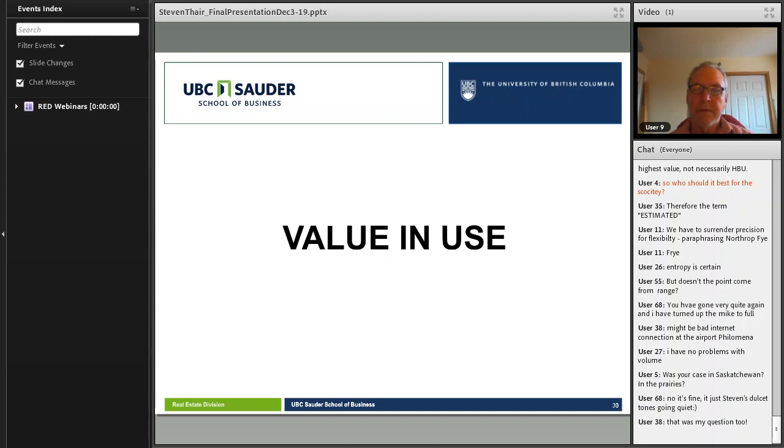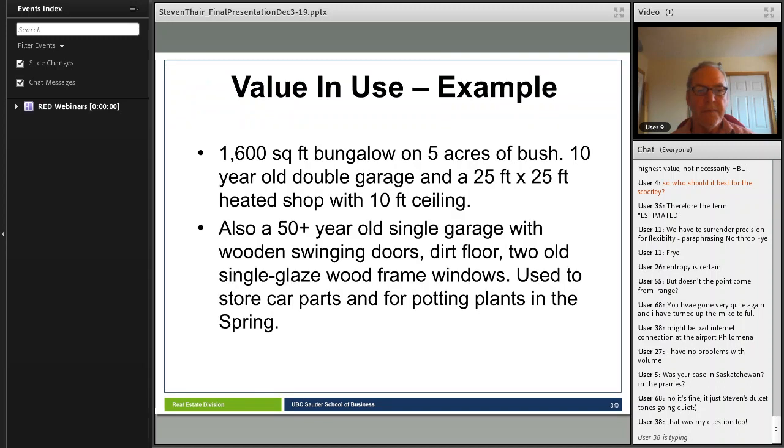But guess what the highest and best use is? It's also a value in use. And the most probable use is a value in use. So value in use simply means exactly what the words mean. There's value because it has a use.